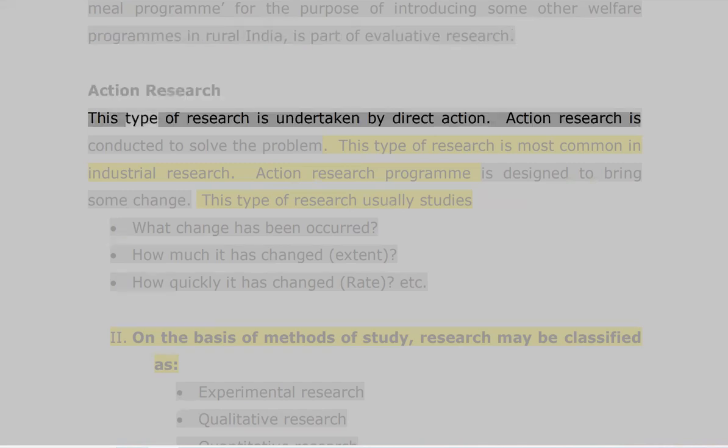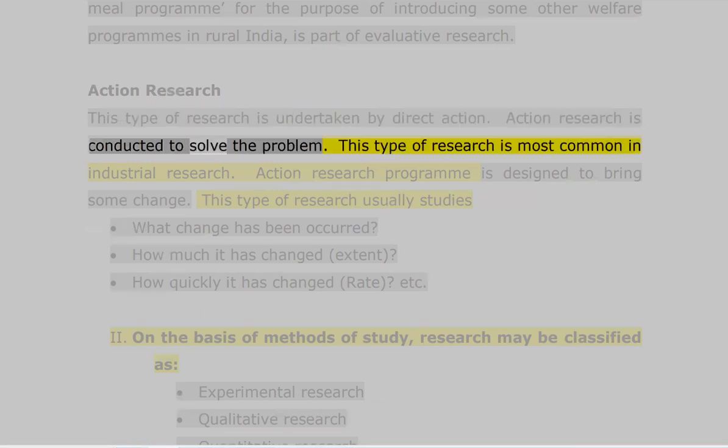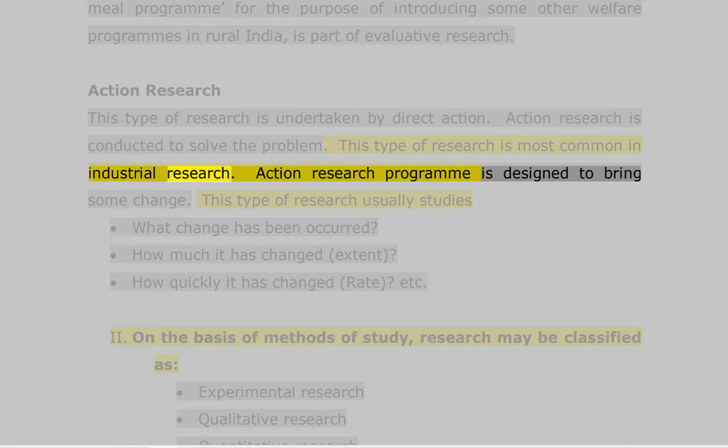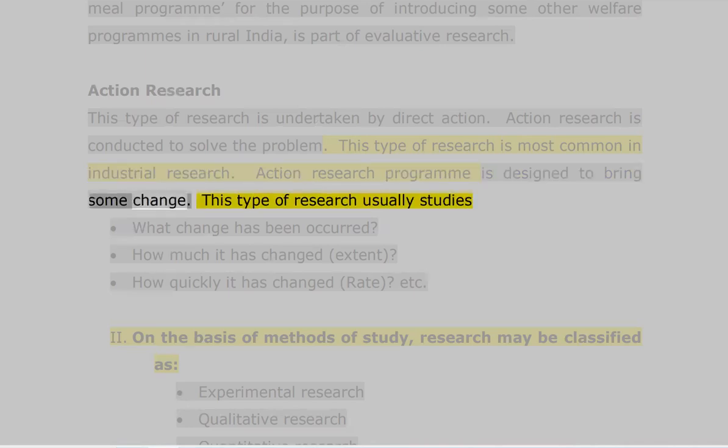Action research. This type of research is undertaken by direct action. Action research is conducted to solve the problem. This type of research is most common in industrial research. Action research program is designed to bring some change. This type of research usually studies what change has occurred, how much it has changed, the extent, how quickly it has changed, the rate, etc.